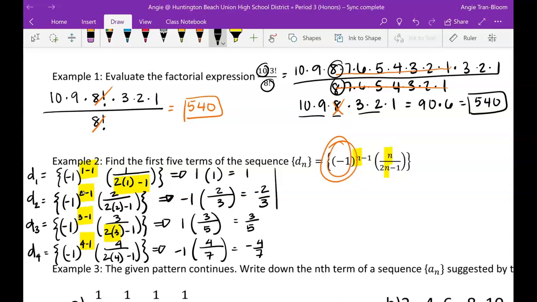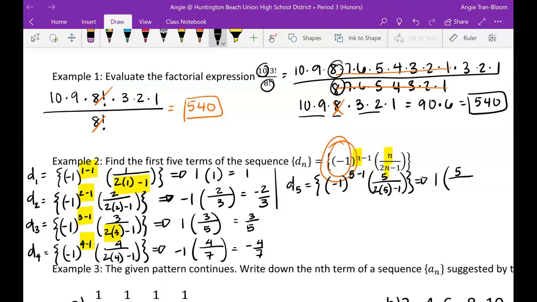Now, I need to do 5 of them because it said so. All right, D subscript 5 equals, open bracket, -1 to the 5 minus 1, open parentheses, 5 divided by 2 times 5 minus 1, close it another time. Here we go. -1 to the 4th power is +1. 5 divided by 2 times 5 is 10. 10 minus 1 is 9. So this is going to give me a positive 5 over 9.